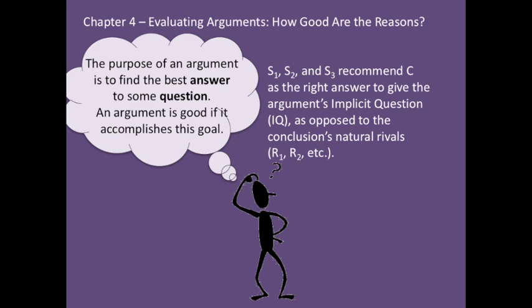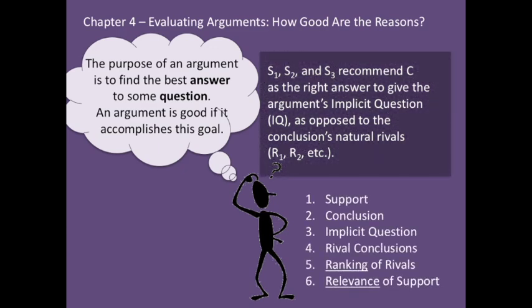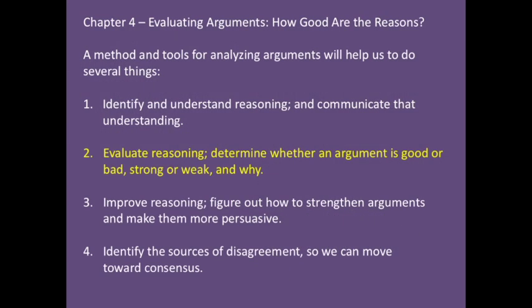And so, by identifying the support, the conclusion, the implicit question, and the rivals, we show that we understand the argument. In this second video, we're going to look at these last two components of an argument's internal structure: the ranking of rivals and the relevance of support. And those tools are going to help us when it comes to evaluating reasoning, determining whether an argument is good or bad, strong or weak, and why. And then we'll also talk about improving reasoning and dealing with disagreement.